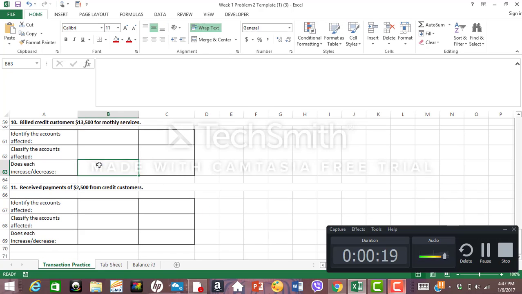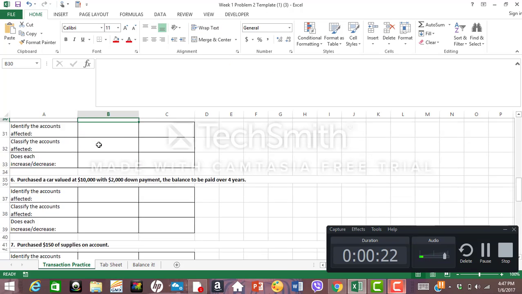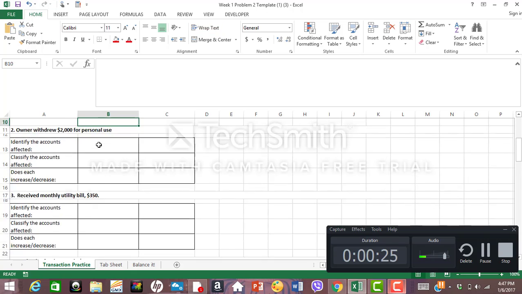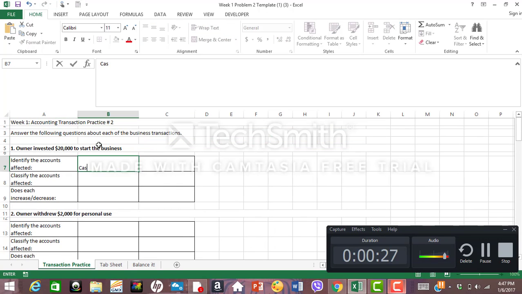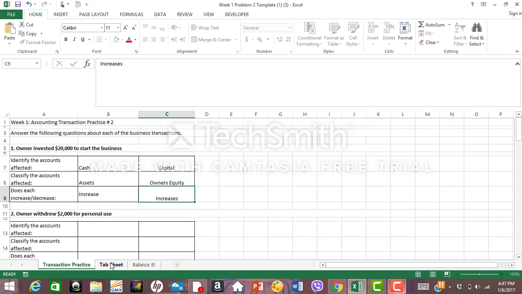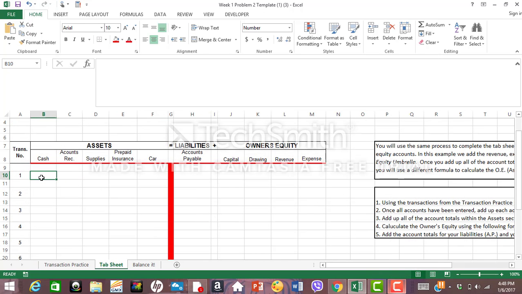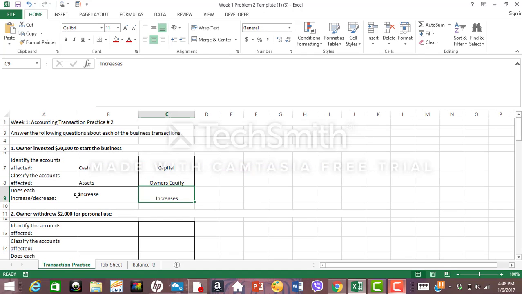So we automatically know that cash gets affected, which is a part of assets, and it increases. And we know capital gets affected, which is a part of owner's equity, which also increases. We also go to the tab sheet, and we know the cash over here increases for $20,000, and capital increases for $20,000. We go back to the transaction.